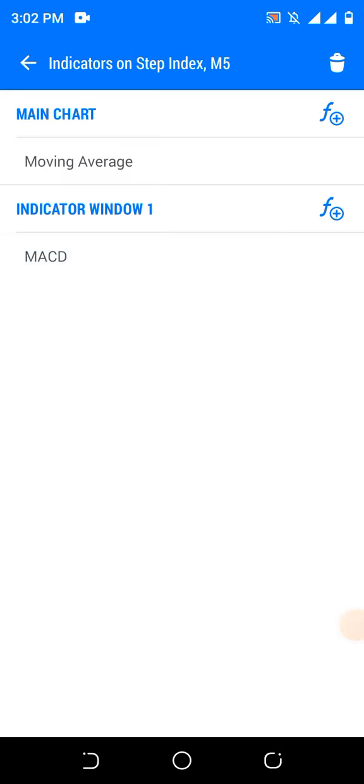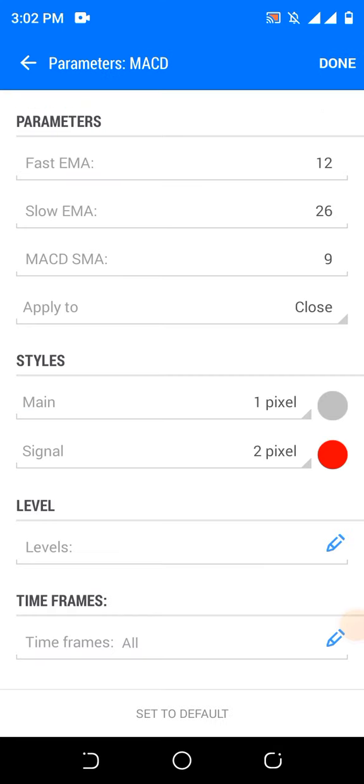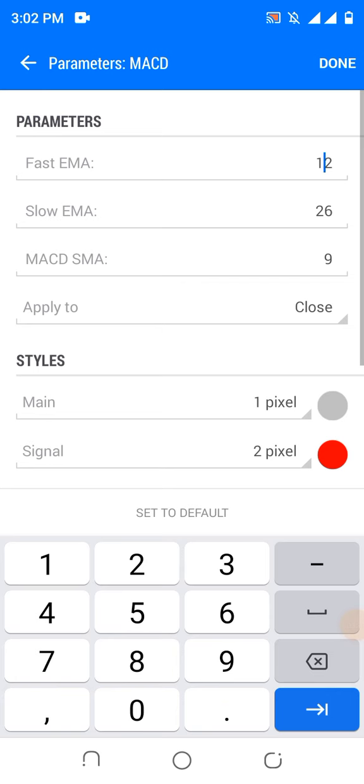So we click on it. We want to change some settings here. First of all, change the fast EMA to 100. Do you understand? Then slow EMA, leave it at 26. Then MACD SMA, change it to 2.